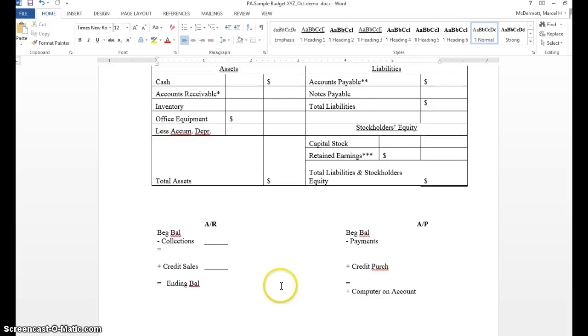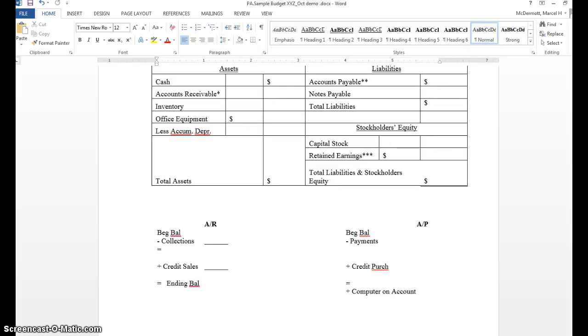Accounts receivable and accounts payable is a little trickier. You start with your beginning balances for both. Item number 1, remember we collected $250 of accounts receivable, so we have to subtract that out. We then take the balance, we add our credit sales to it, and that's going to give us our ending balance for accounts receivable that we'll put up here.